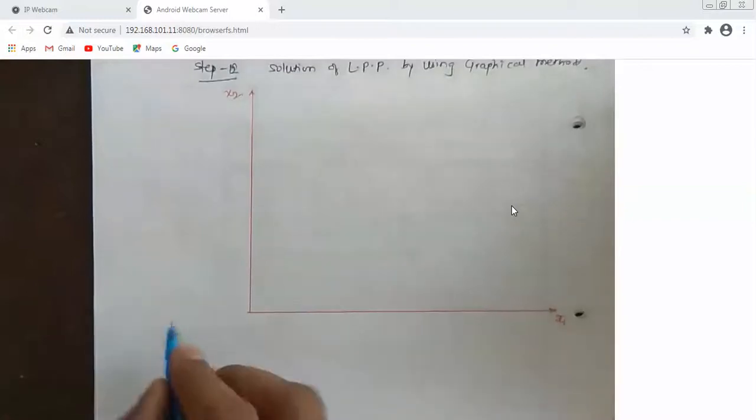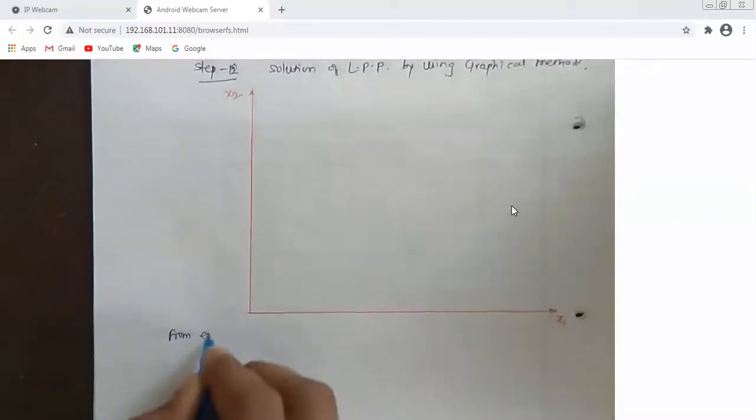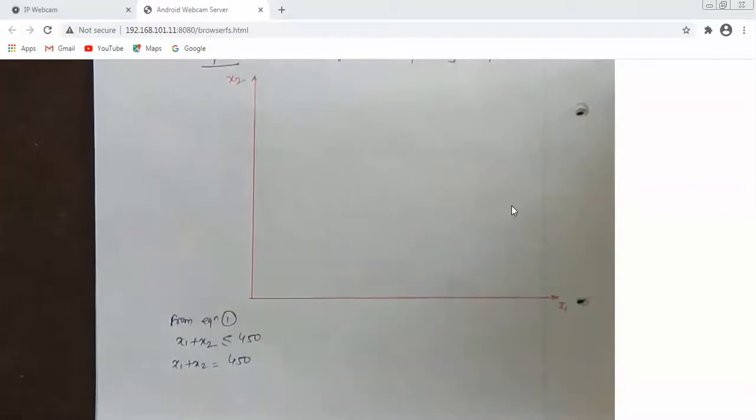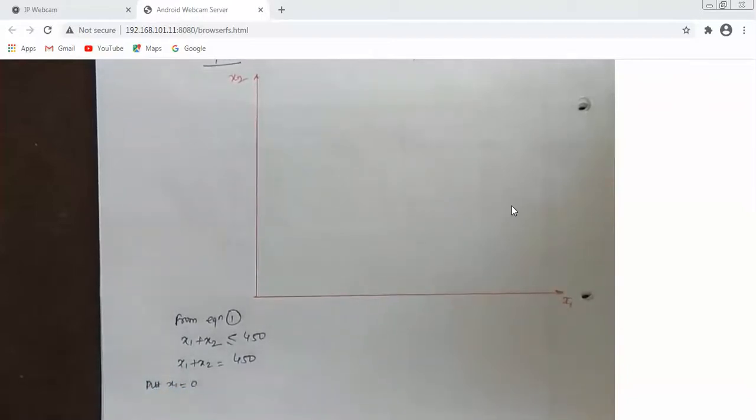I will write first from equation 1. What is equation number 1? x1 plus x2 is less than or equal to 450. So I can rewrite this equation like this: x1 plus x2 is equal to 450. Okay. So what is the next step? We have to put one value as 0. Let's put x1 equal to 0. Then we'll get x2 equal to 450.